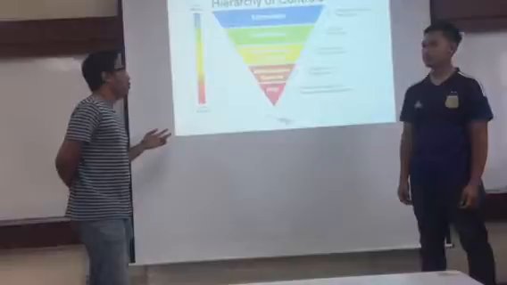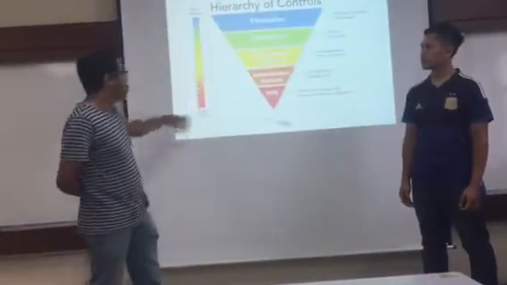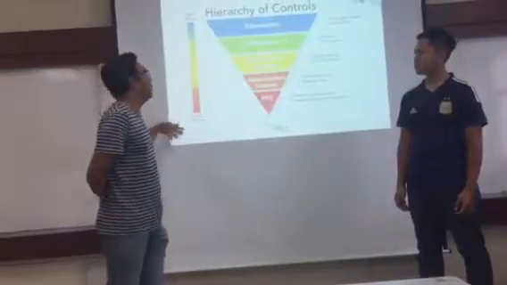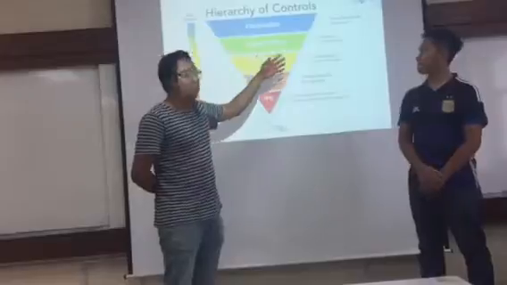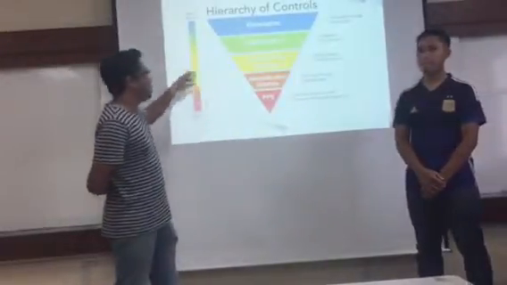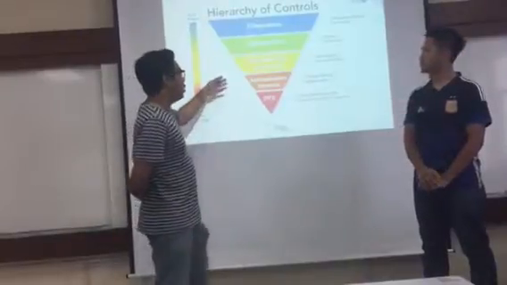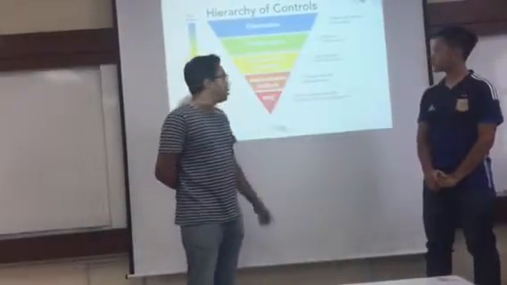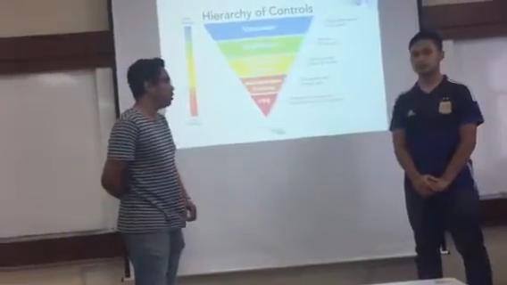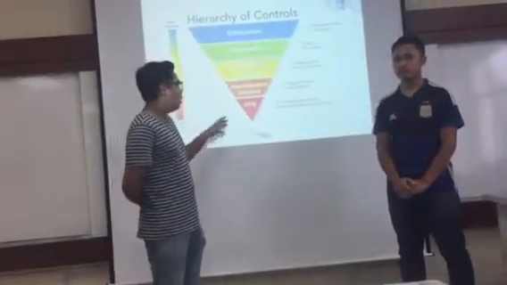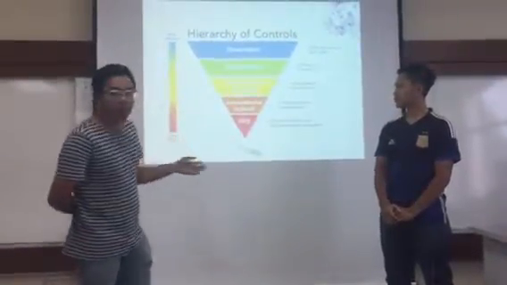So this is the hierarchy of control, where the top one is the most effective and the bottom part is the least effective. The most effective is elimination, where you physically remove the hazard. Substitution, replacing the hazard. The third one is engineering control, isolating the people from the hazard. The fourth one is administrative control, changing the way people work. And the last one is PPE, protecting the workers with personal protective equipment.